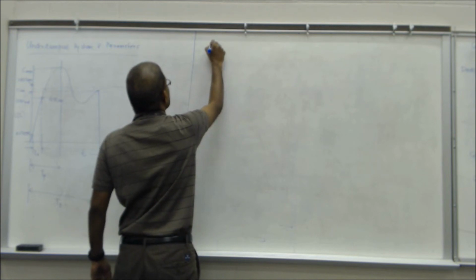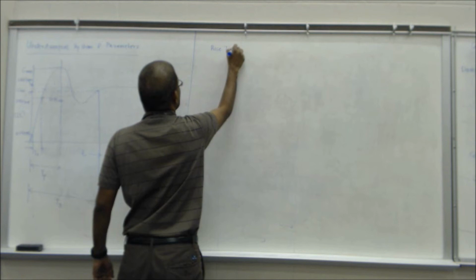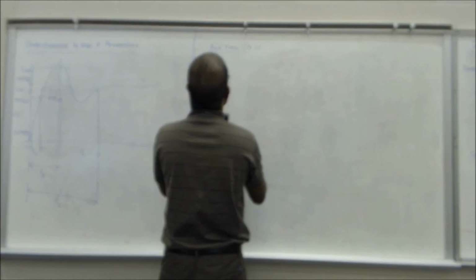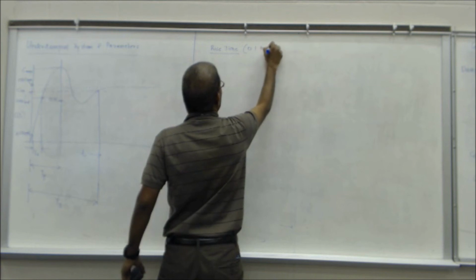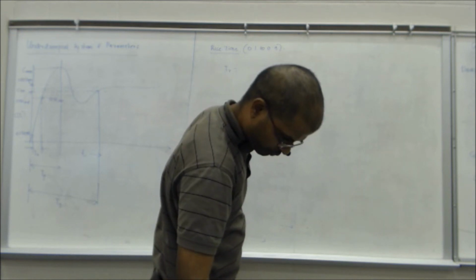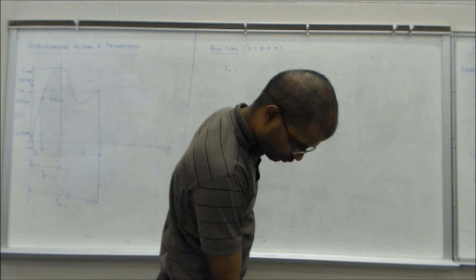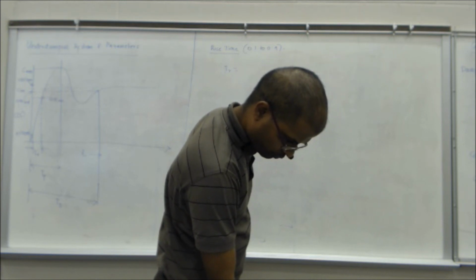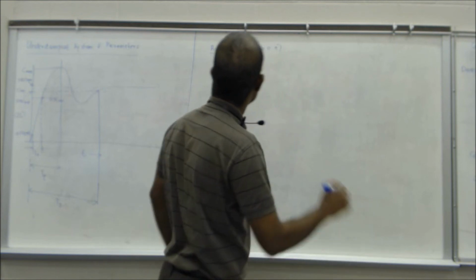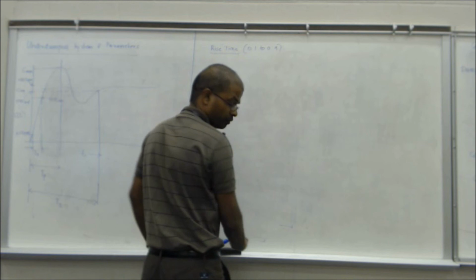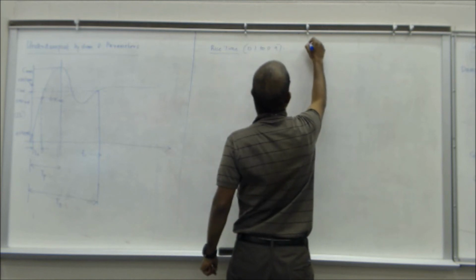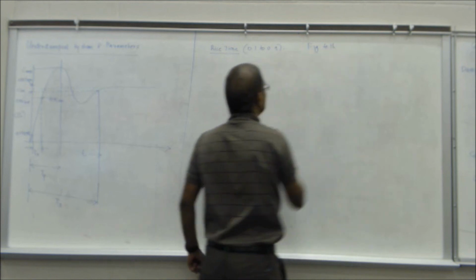So rise time again. It's 0.1 to 0.9 of final, TR. We'll use a table for this, okay? And this table will be given to you. Table, figure 4.16, to find the rise time.